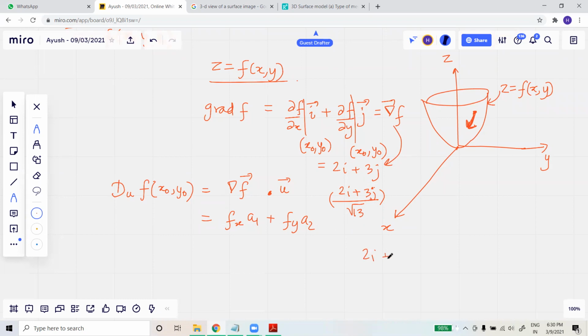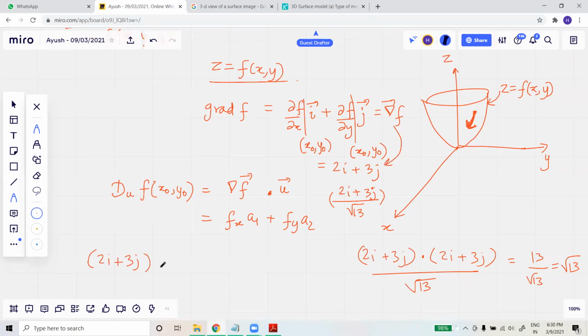You get 2i plus 3j dot 2i plus 3j. That will be 4 plus 9, 13. You will get root 13 only. It's the same thing. Root 13 only, if you had taken some other direction.